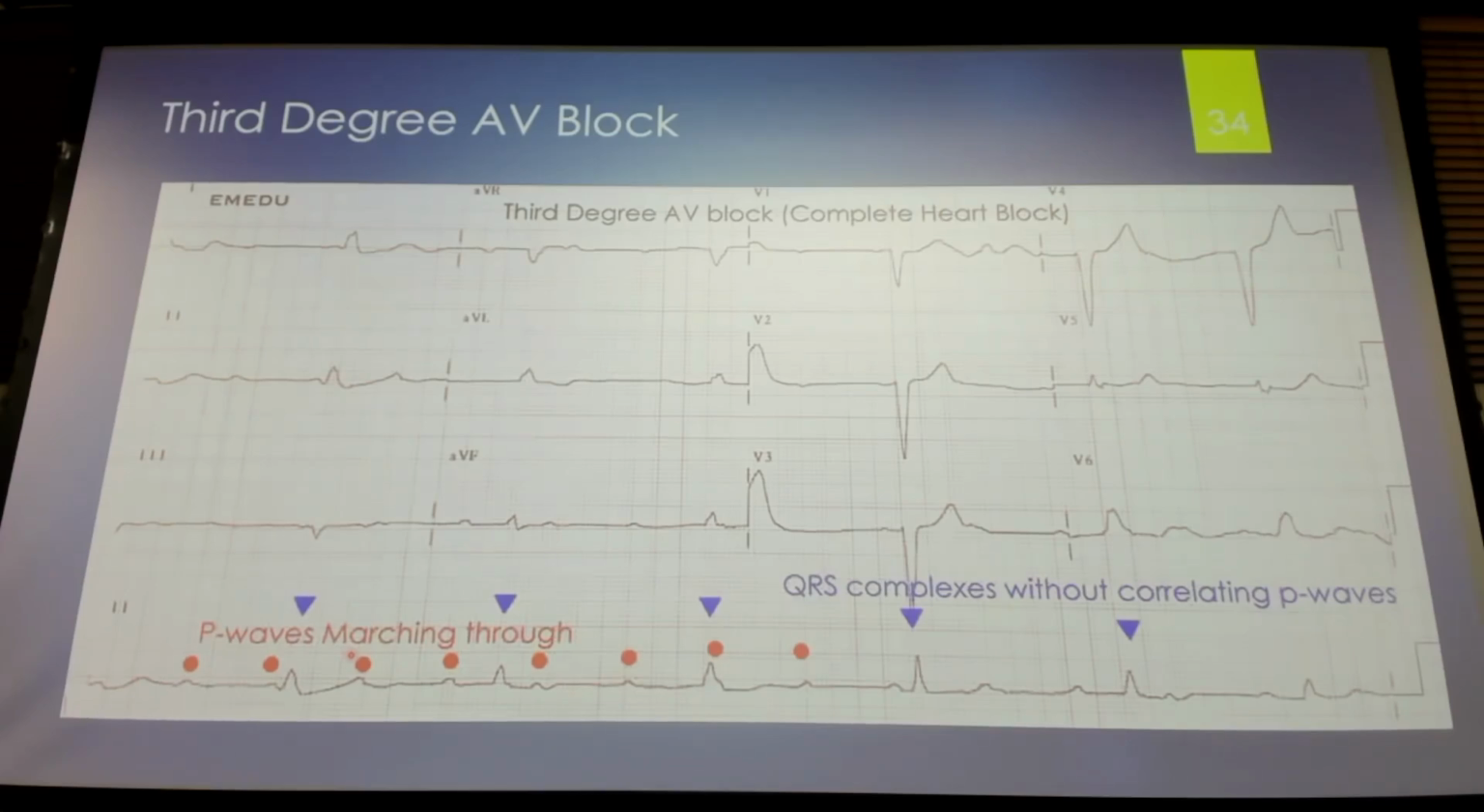Yes, sir? How do you know that it's two P waves and not a P wave and a T wave following? Or sorry, a T wave and a P wave following the QRS complex? This is probably a T wave with a P wave inside here.